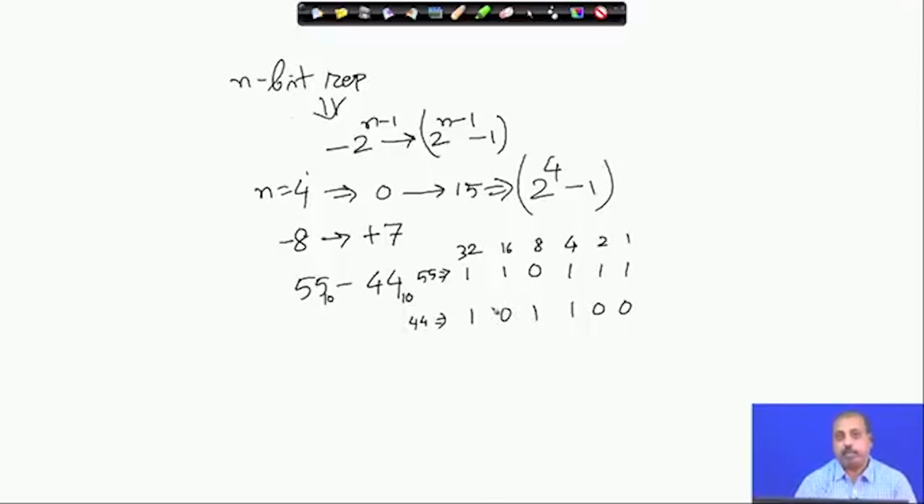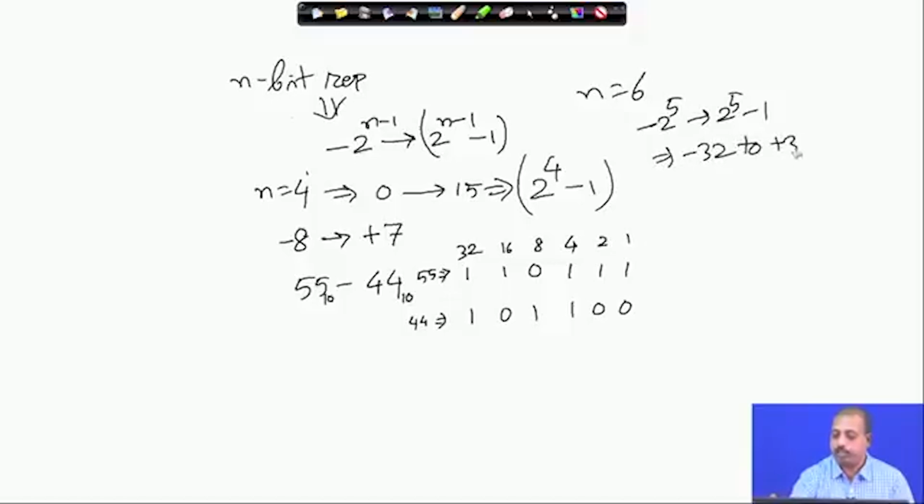Now, I want to represent minus 44. So, I must have one more digit. If I take a representation of 6 bit, I cannot represent minus 44, because with 6 bit representation, if you follow this formula, n equal to 6, it can go from minus 2 to the power 5 to 2 to the power 5 minus 1. So, the range is minus 32 to plus 31. So, minus 44 cannot be represented in this format. So, I have to go for n equal to 7.